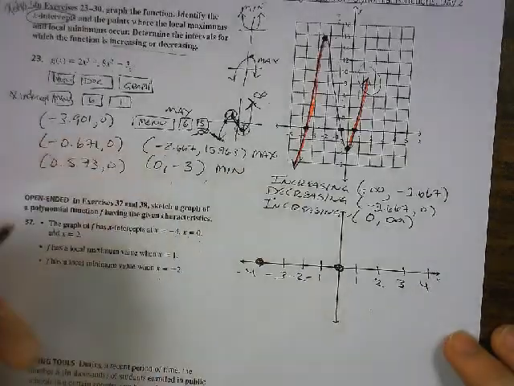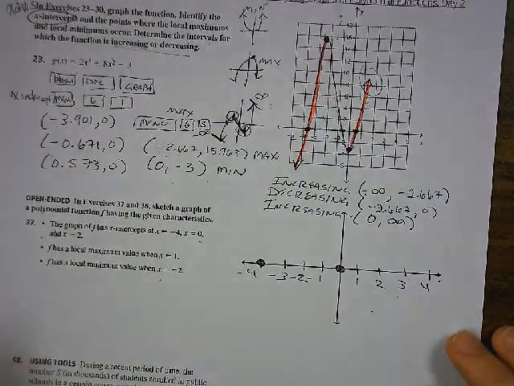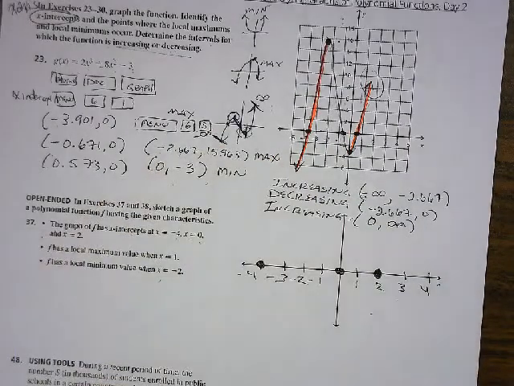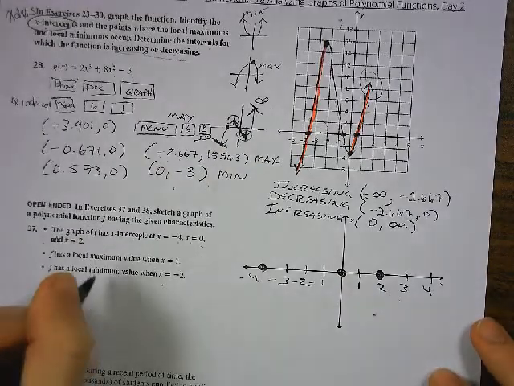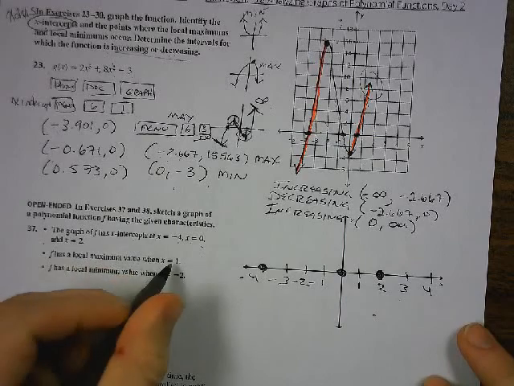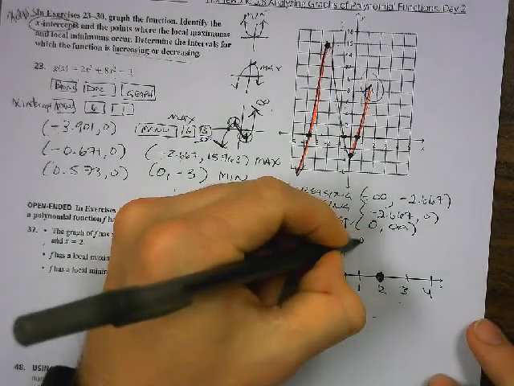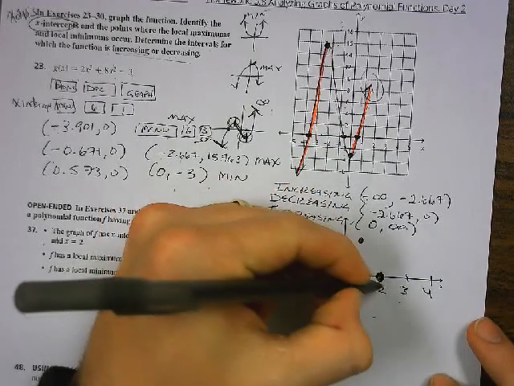Okay, so there are my x-intercepts, and then we also know that there is a local maximum when x equals 1. So somewhere up here, it'll be a maximum like that. And then we're going to have a minimum, a very small value down here at x equals negative 2. So probably something more like that.